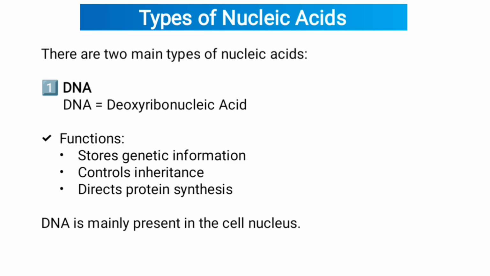Types of nucleic acids. There are two main types of nucleic acids. First one, DNA. DNA is deoxyribonucleic acid. Its function is to store genetic information, control inheritance, and direct protein synthesis. DNA is mainly present in the cell nucleus.